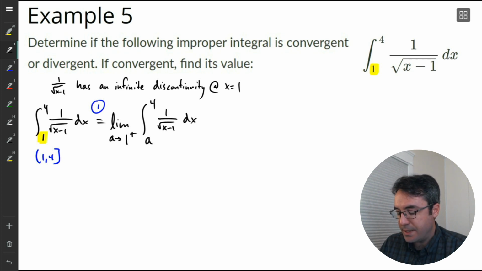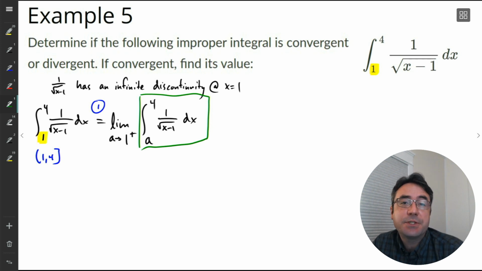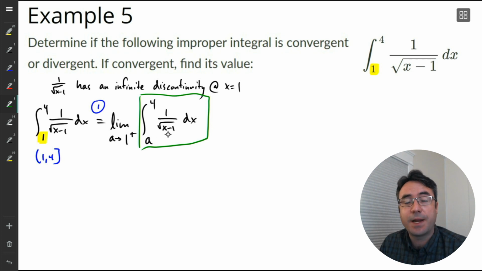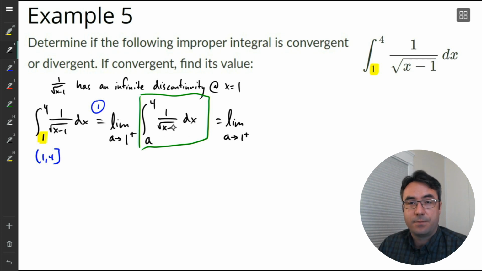All right, so we've rewritten it as a limit. And now we go through, just like we did before with our other types of improper integrals, and we just go through and calculate this integration. So this is just a regular definite integral. So we can just do this just like we normally would. So let's do it. We're going to have the limit as a approaches 1 from the right. And now we want to calculate the antiderivative of this function.